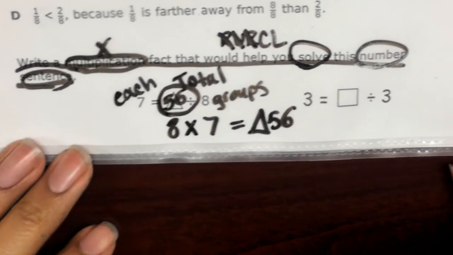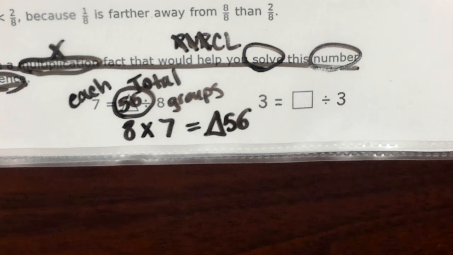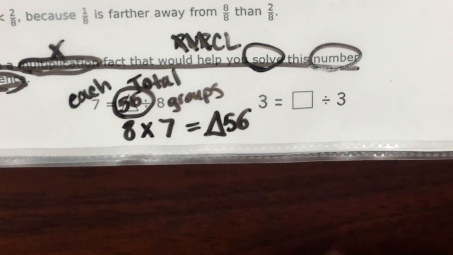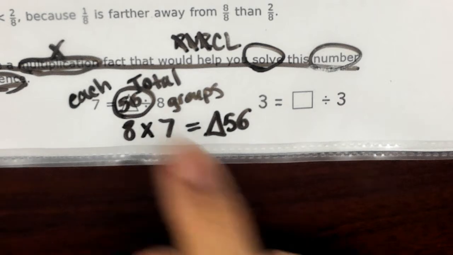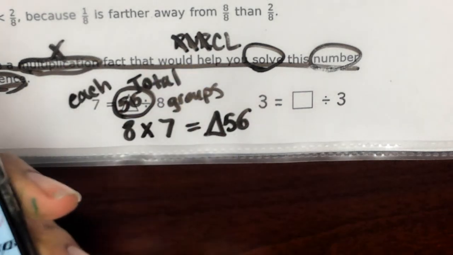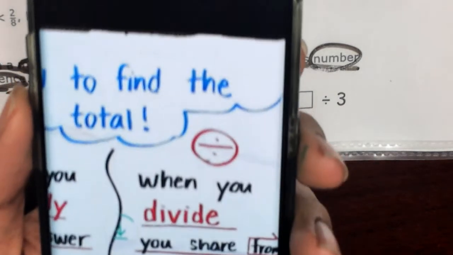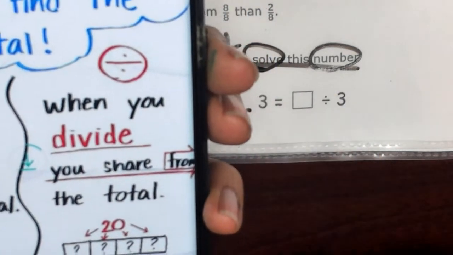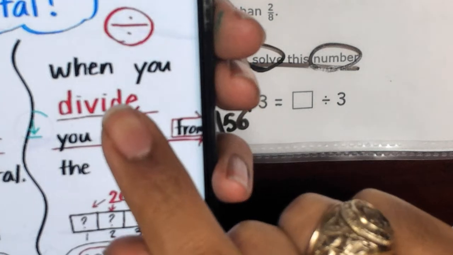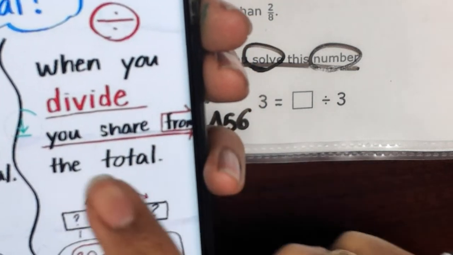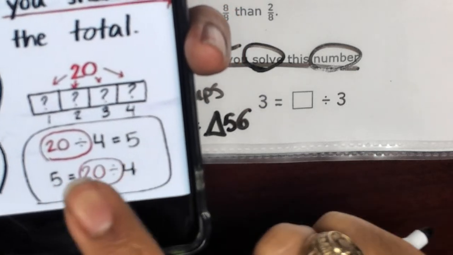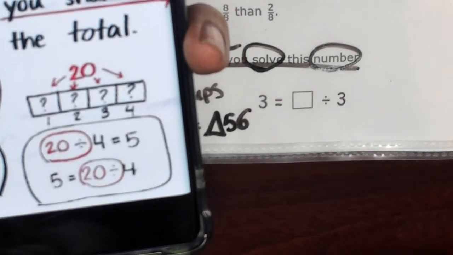Let's try that one more time with this number sentence. This one has numbers that are a little bit smaller, but we're still going to follow the same rules that we did when we solved this number sentence. Let's look at our how to find the total anchor chart on the division side because we have a division number sentence. It says, when you divide, you share from the total. So let's look at this example. This number sentence looks like this number sentence.